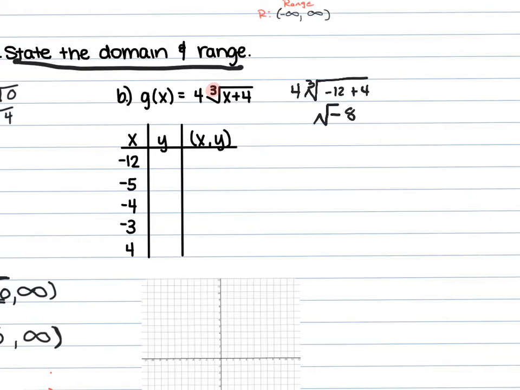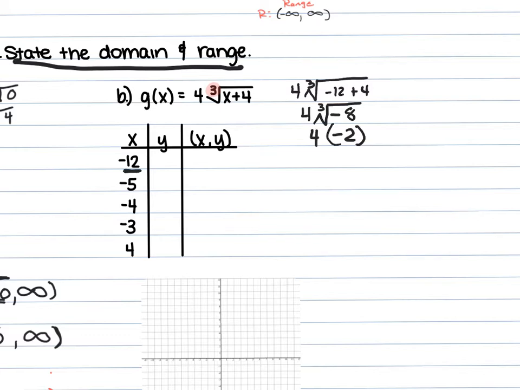I'm just plugging in right now. All I'm doing is starting right here. I'm trying to find that y coordinate. When I put in negative 12, I want to see what I get back. So what is the cube root of negative 8? Negative 2. Meaning negative 2 times negative 2 times negative 2 is negative 8.